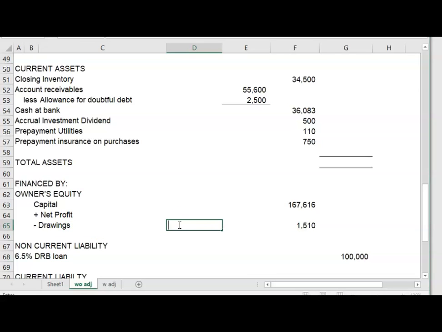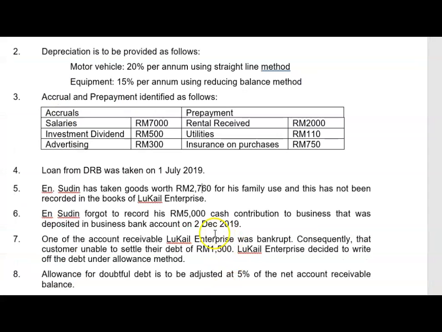Again, add 2760. So your drawings will increase to 4270. So that's how you adjust for daily adjustment. Now let's look at the other one.